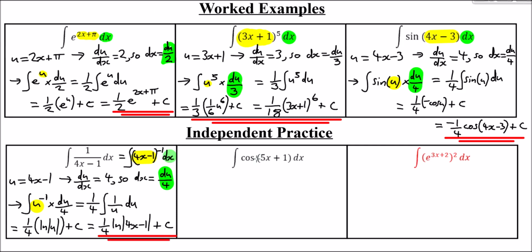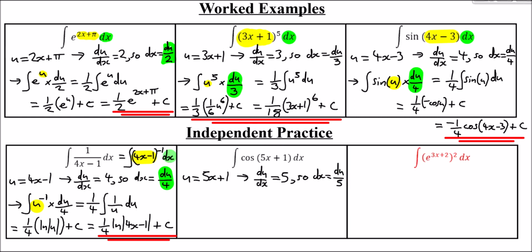The next one, cos of 5x plus 1. Again, we're going to say u is 5x plus 1. And from that, we take du by dx, differentiate 5x plus 1 gives us 5. Then rearrange this, multiplying by dx and then dividing by 5, essentially. You can think of it as being, we're going to have that dx is just du divided by 5.